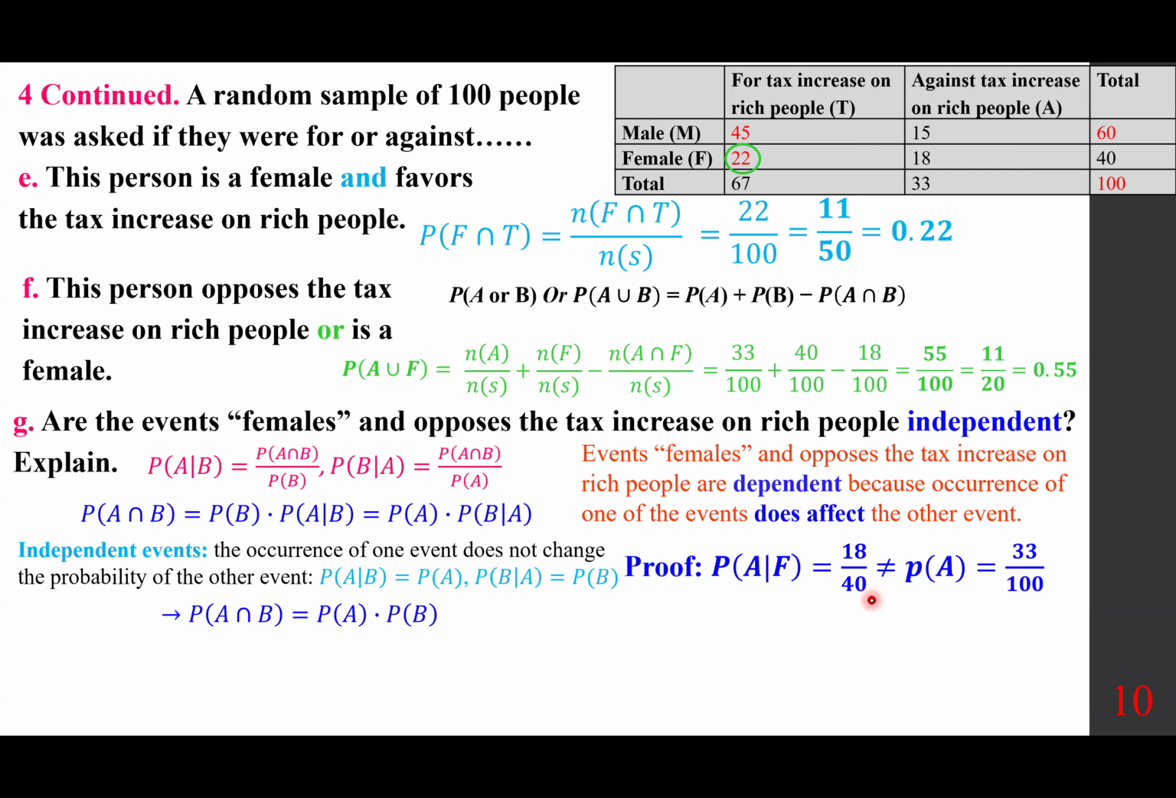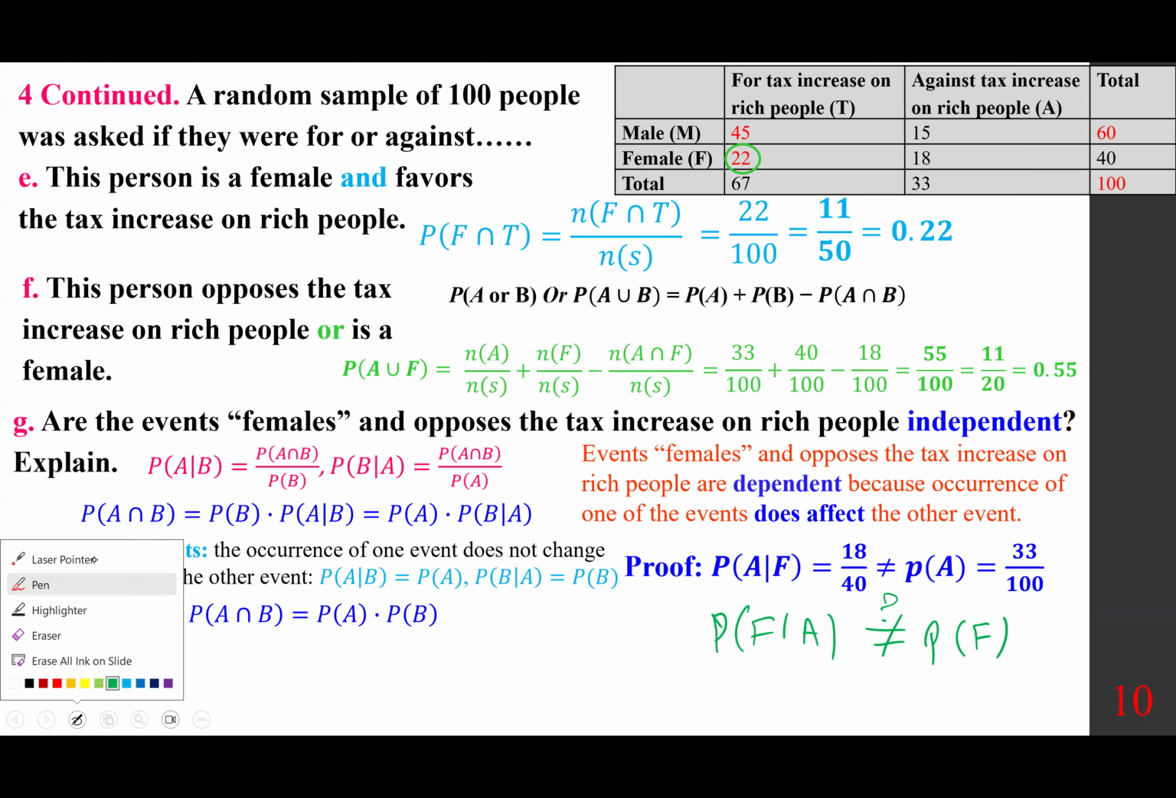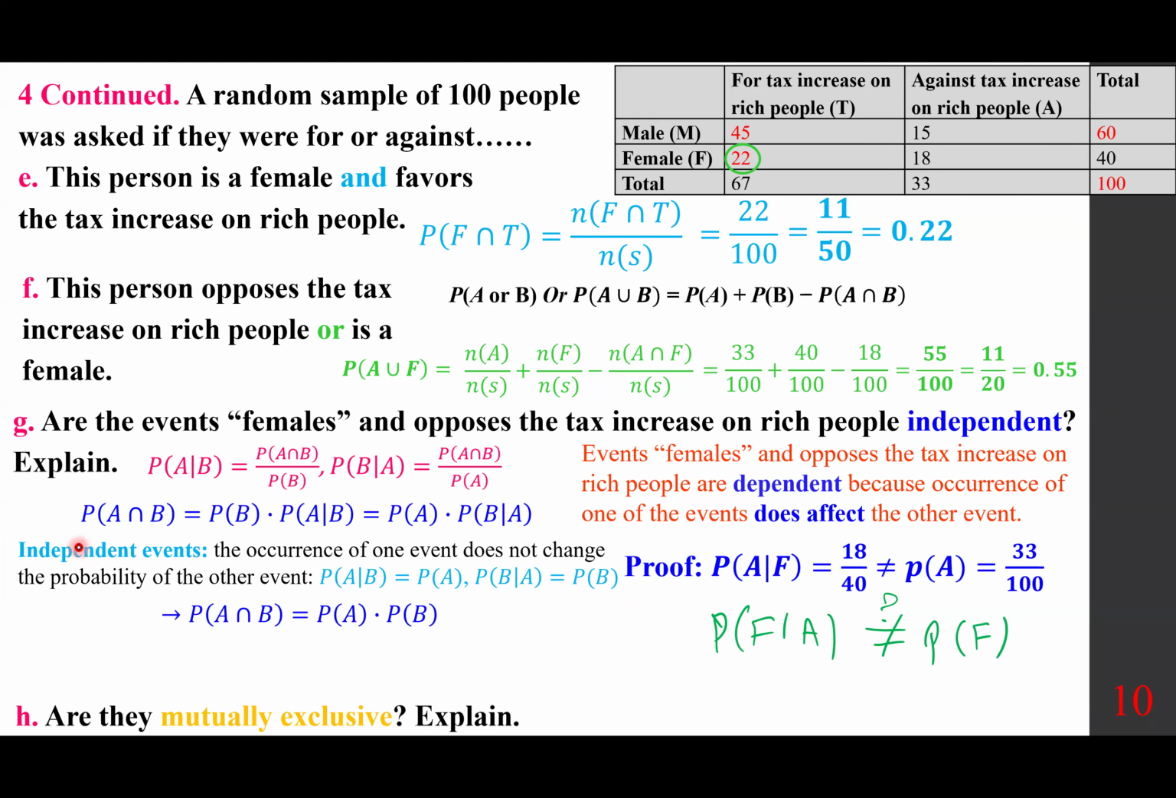There's a second method to check it, and I'm going to write it and you check it on your own. You can check this by looking at probability of F given A. And I'm going to leave it for you to show that it's not equal to probability of F. Okay, it's very simple to have it done.